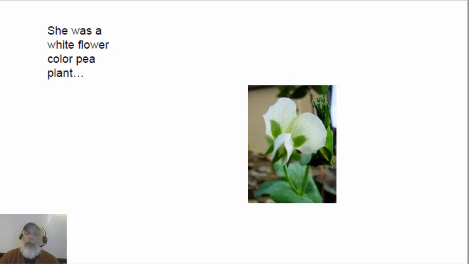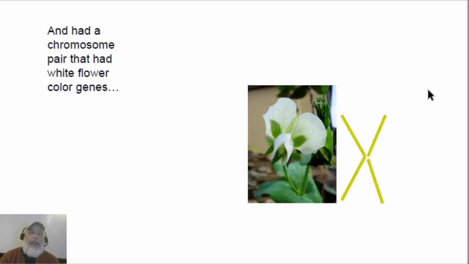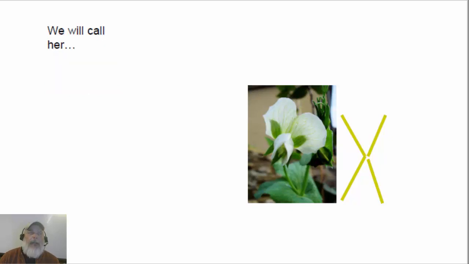She's a white flowered colored pea plant. And this flower has a chromosome pair that has white flowered colored genes. So here's a chromosome that tells the flower to be white. Here's a chromosome that tells the flower to be white. And we're going to call this plant, we're going to call her Mom.